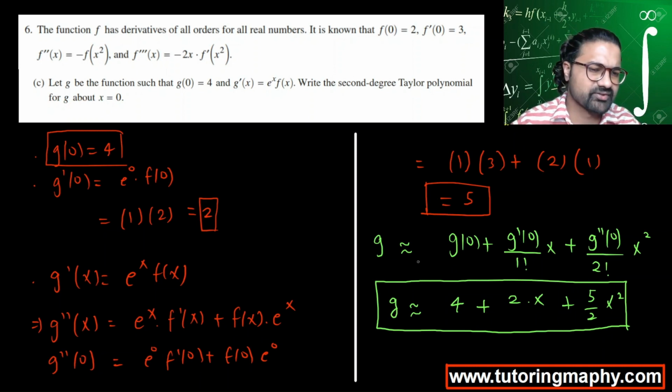Of course we can write it in the standard form, writing x squared first and then 2x and then 4, but yeah, that's fine. So this is the last part of the last question of this exam. I hope this makes sense.